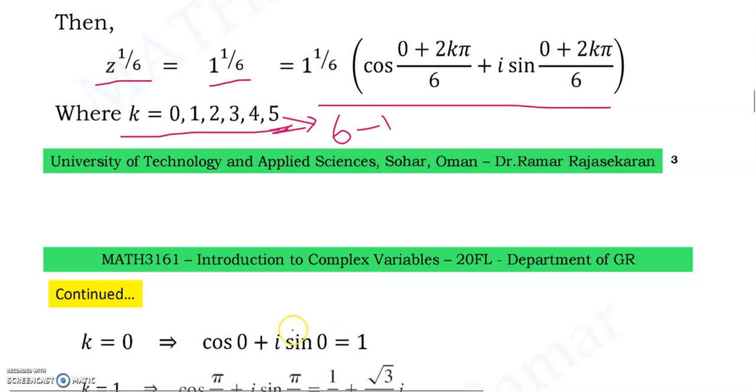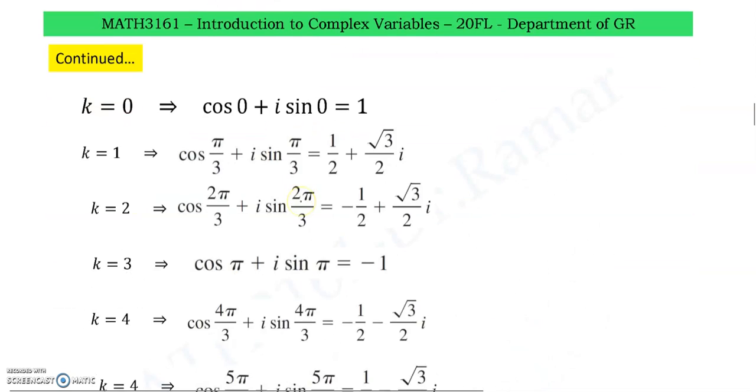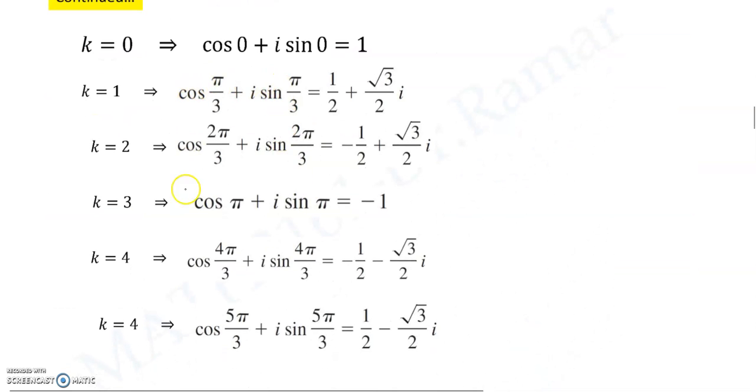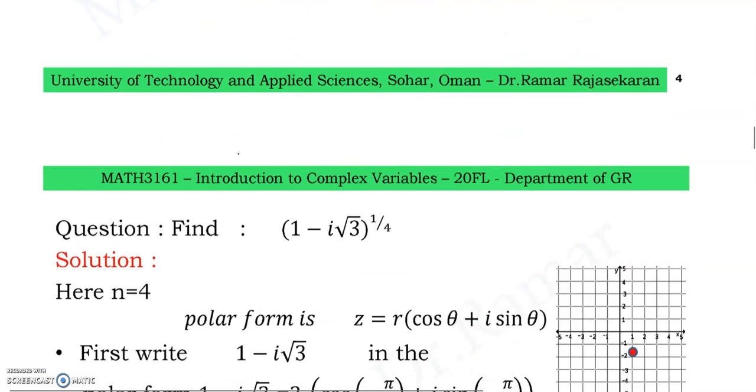So if k is equal to 0, this is the value. Now similarly, you can substitute k is equal to 1, k is equal to 2, 3, 4, 5. Similarly you can write all the values for the cosine and sine terms, and you can find the values in the calculator. That's it. Now we'll see another question.